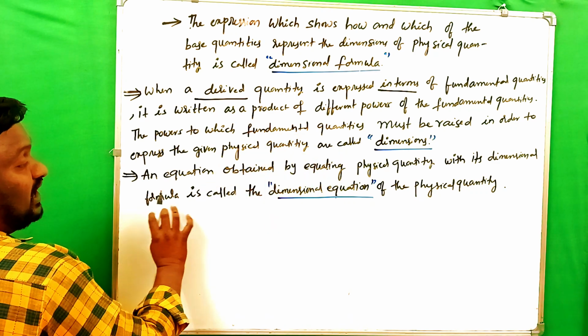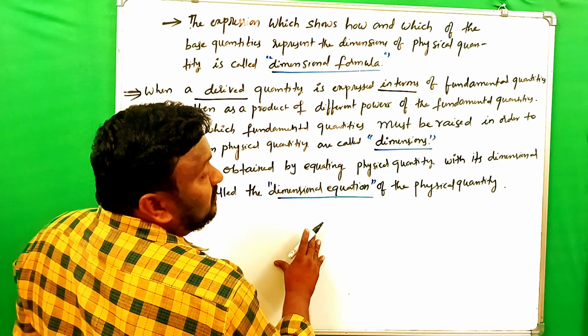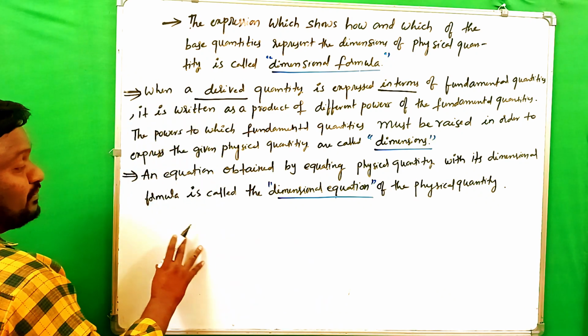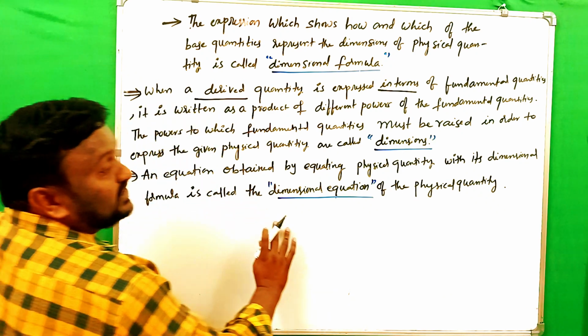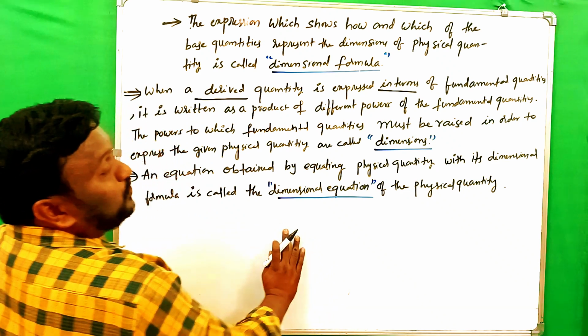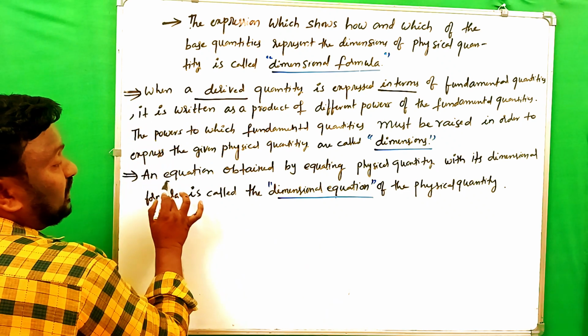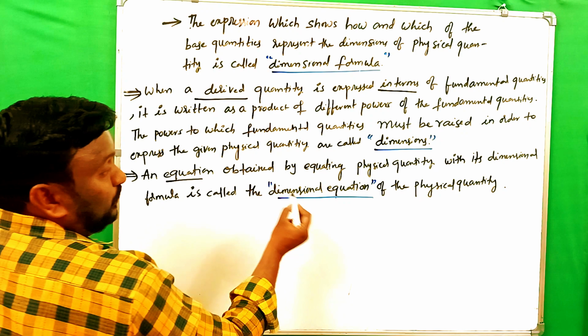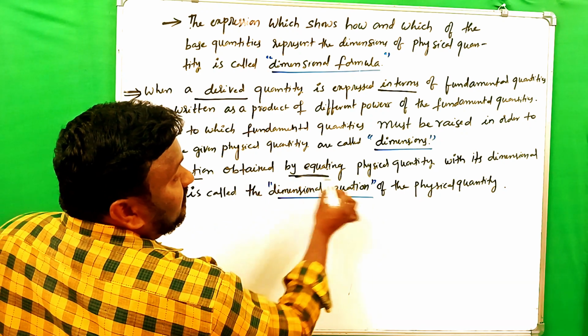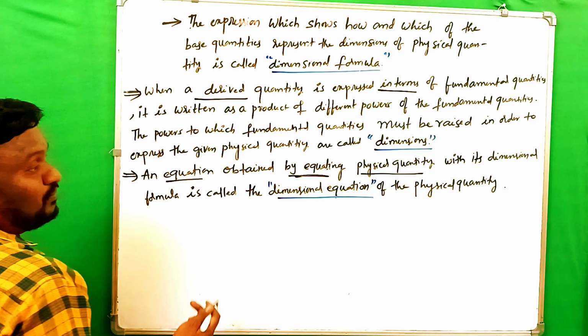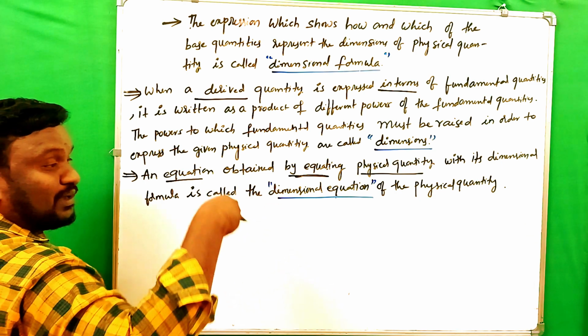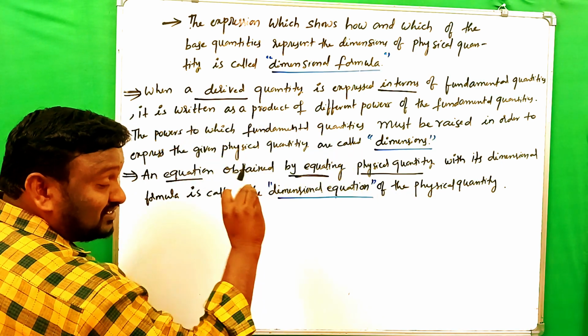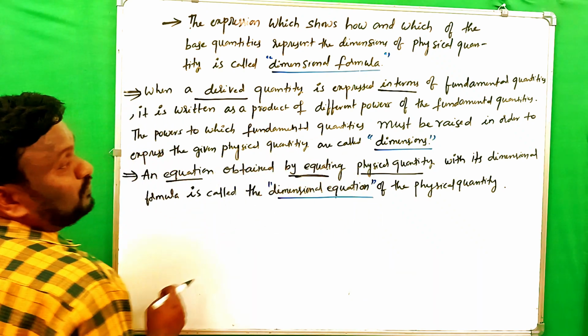Look here, next one. An equation obtained by equating the physical quantity with its dimensional formula is called dimensional equation of the physical quantity. An equation in which we equate the physical quantity with its dimensional formula is called a dimensional equation.